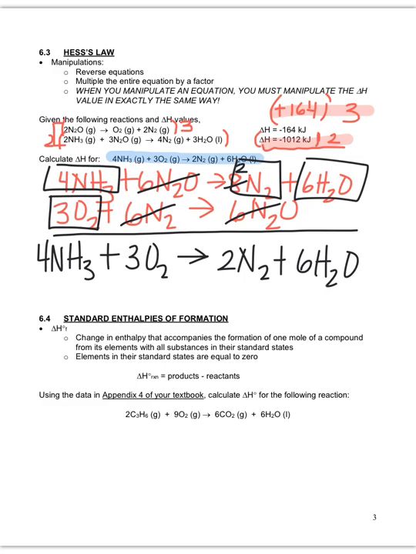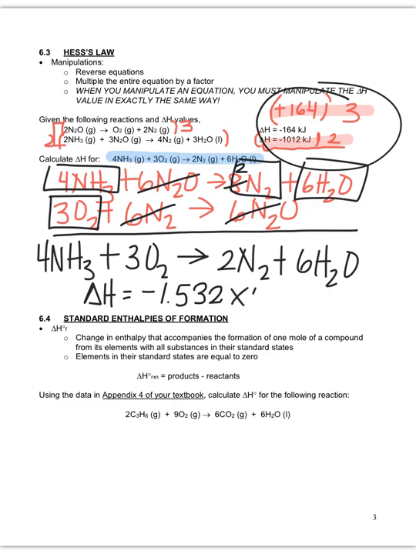Okay, now you just need to add those up right there. Do the math when you add those, and in the end, I wrote my answer in scientific notation. I got the delta H value to equal negative 1.532 times 10 to the third. And the units are kilojoules. All right, so that's what I got.